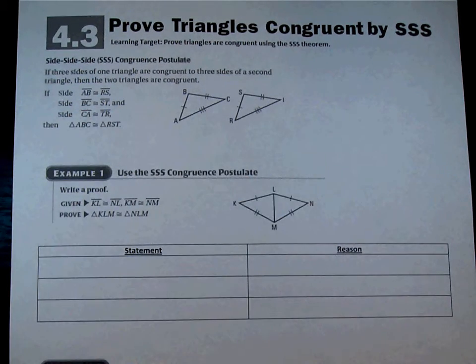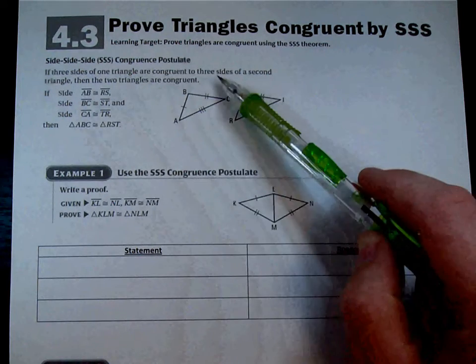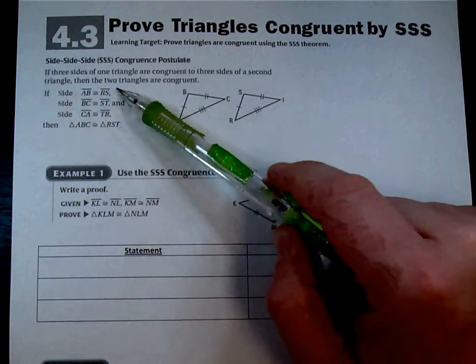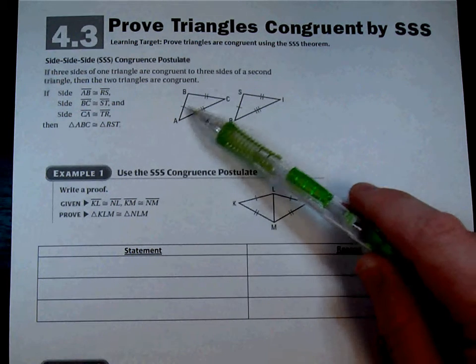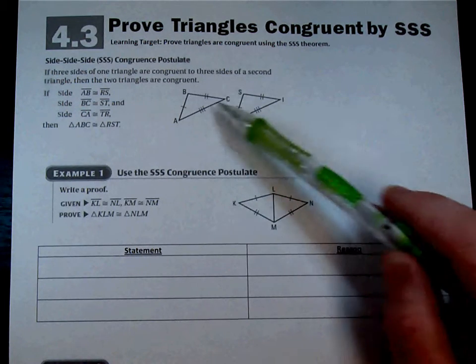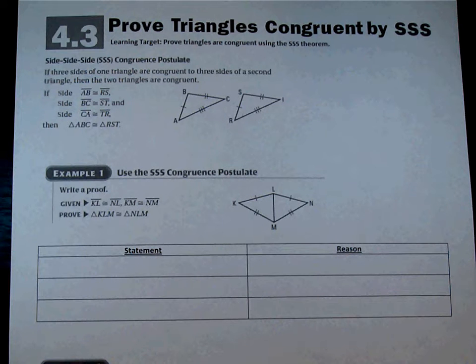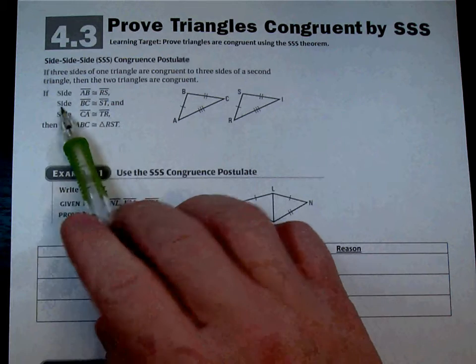And here's what the side-side-side congruence postulate says. If 3 sides of one triangle are congruent to 3 sides of a second triangle, then the 2 triangles are congruent. So we have a picture here. Notice there's a single dash side on each triangle, a double dash on each triangle, and a triple dash on each triangle. So they have 3 sets of sides in common. That is a guarantee that those 2 triangles will be congruent. Their corresponding angles will also have to be congruent. We don't actually even have to know it, because if I know those 3 things, I know the triangles have to be congruent. So they show it over here.